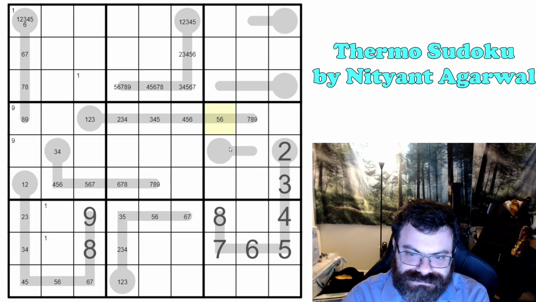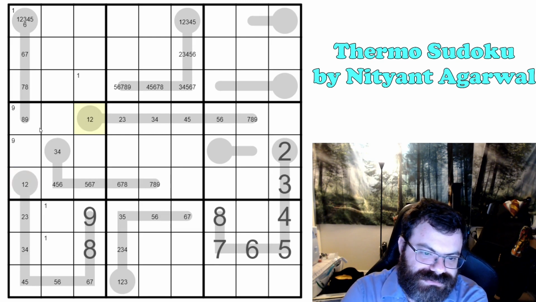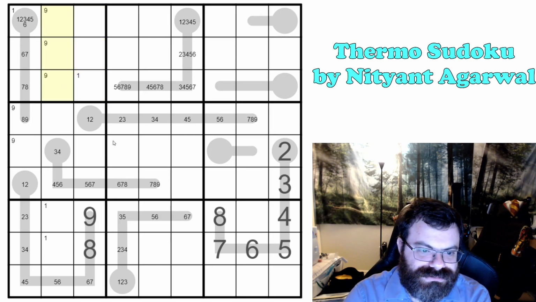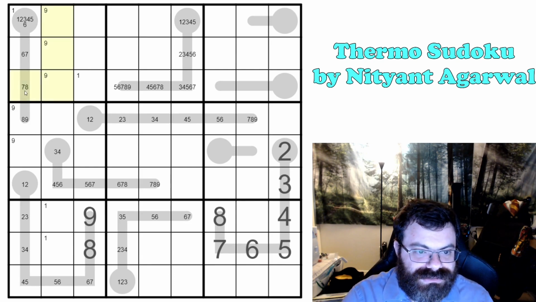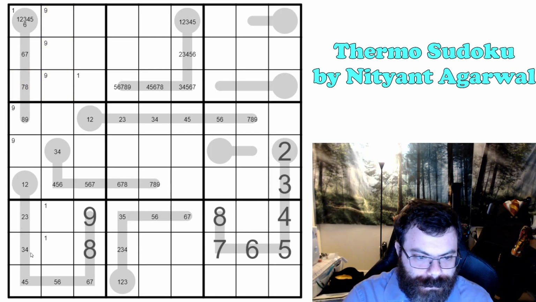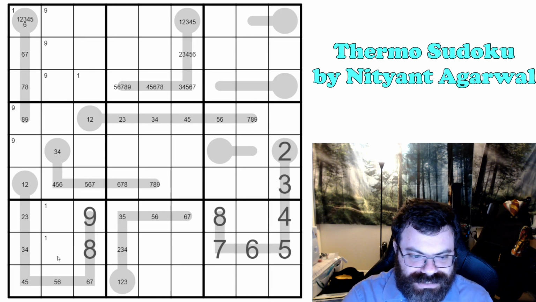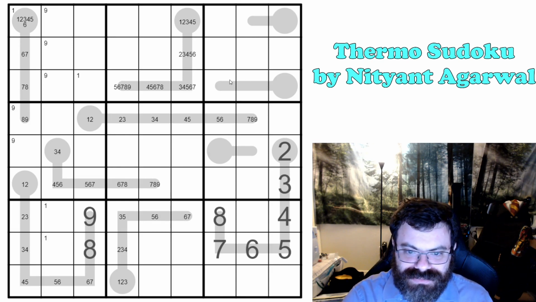This is not 7. So this isn't 6, 5, 4, 3. 1, 2 pair now. Nine's going to be up here somewhere. It's one of those 4. Is that all I get from that? Well, progress is progress.